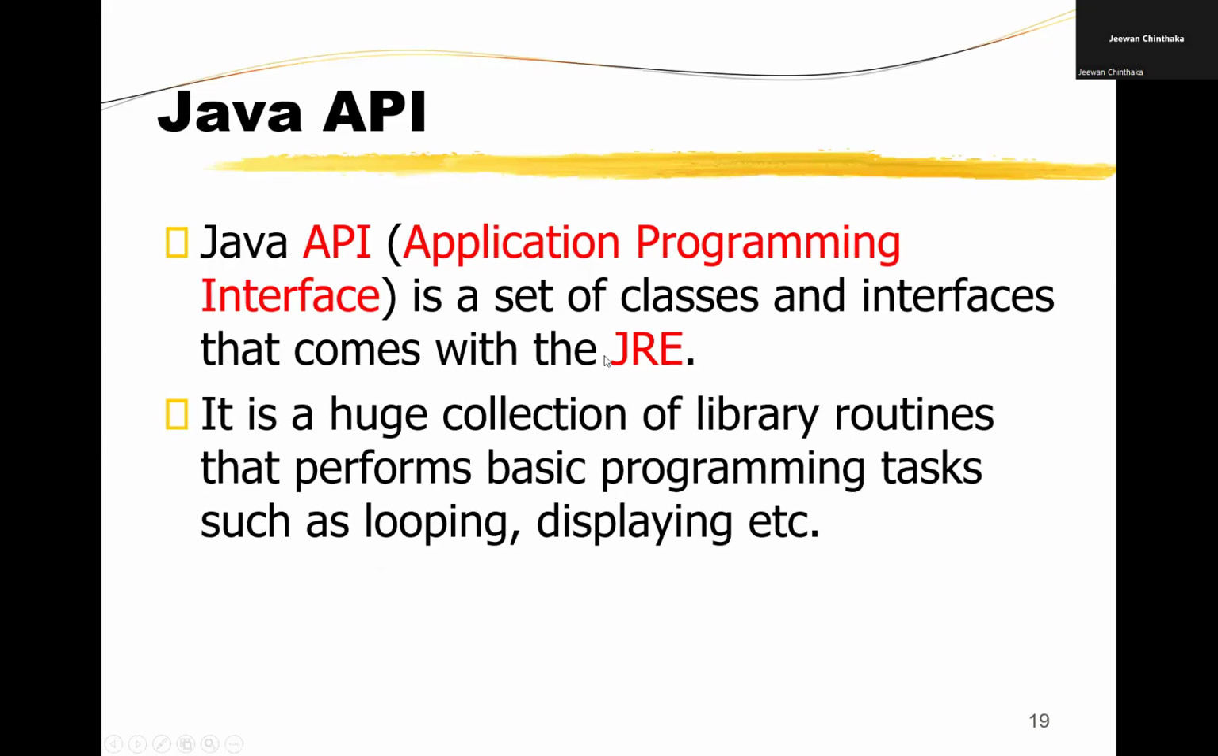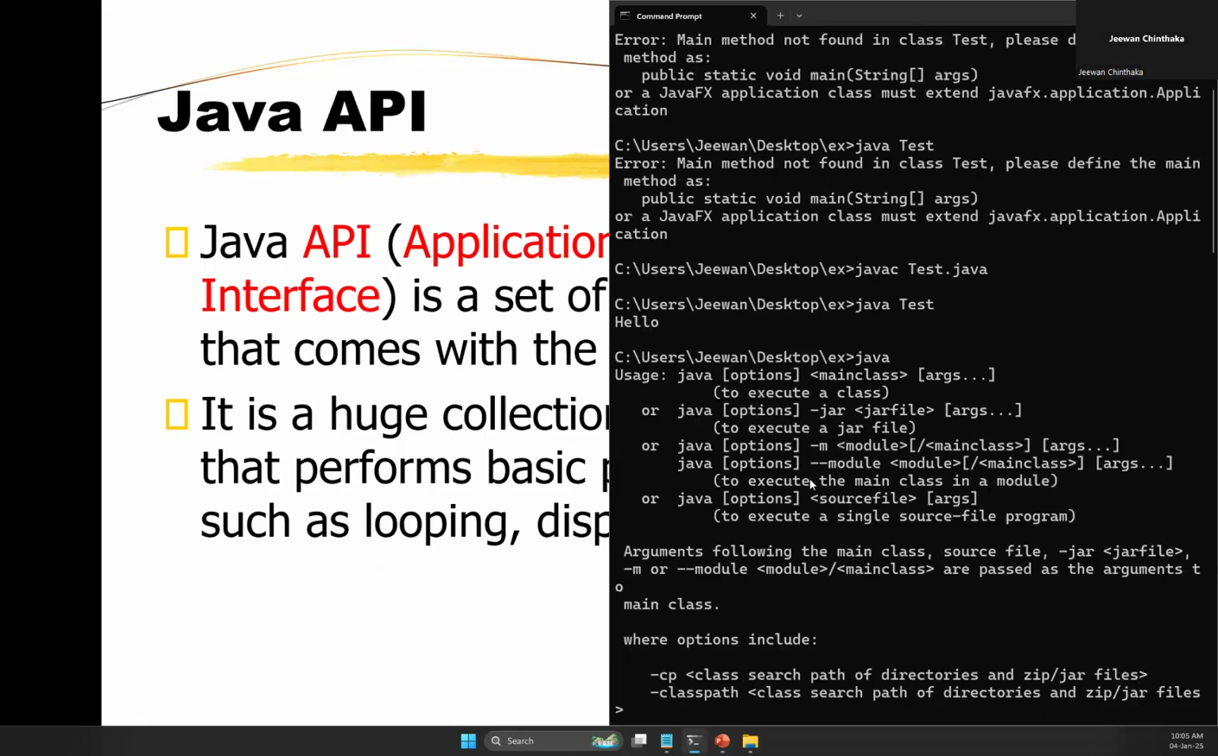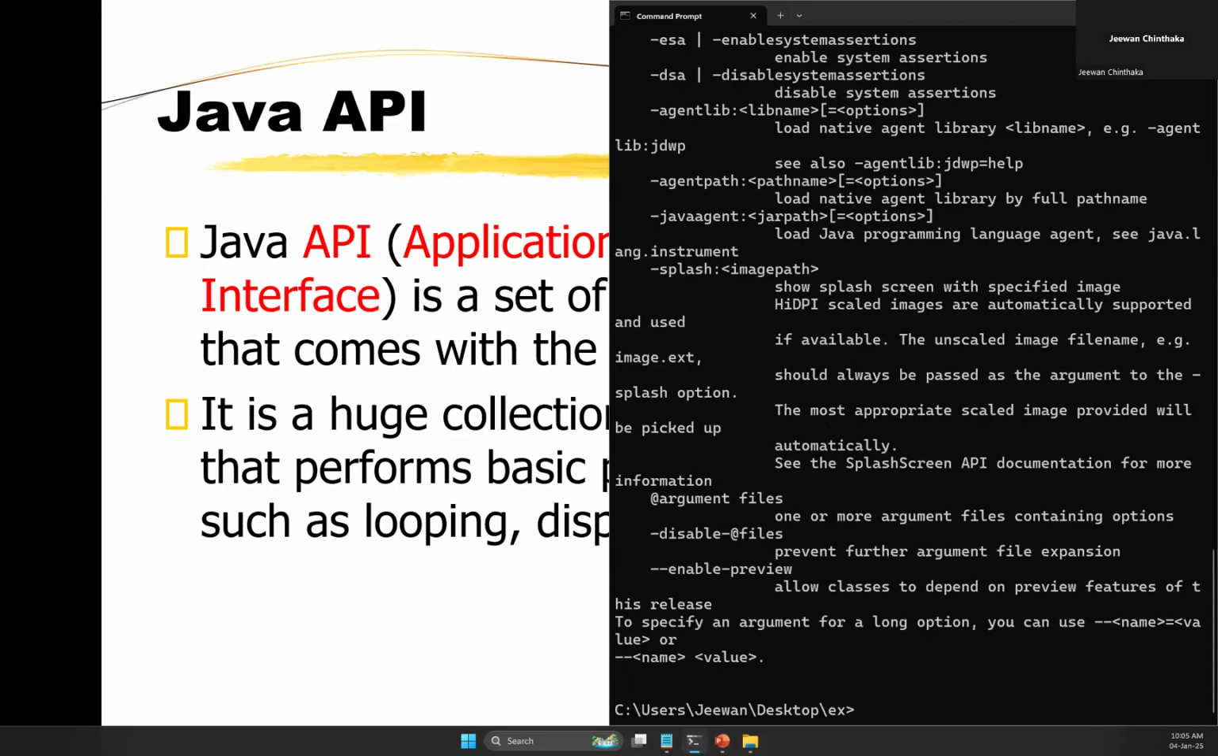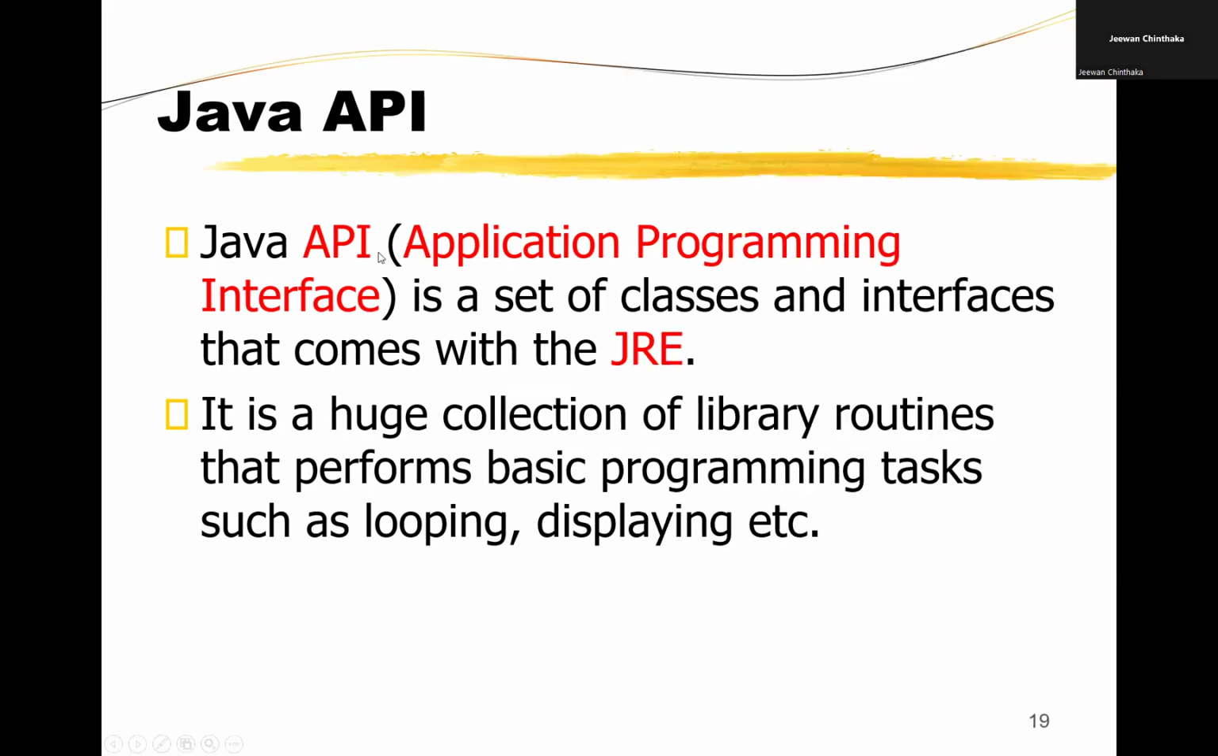Now, if you can remember, if you just type java -version, you will see the version with the Java runtime environment. This is what you call the Java API. This is the runtime environment. With the help of the Java API, it will load the classes available in the Java runtime environment.